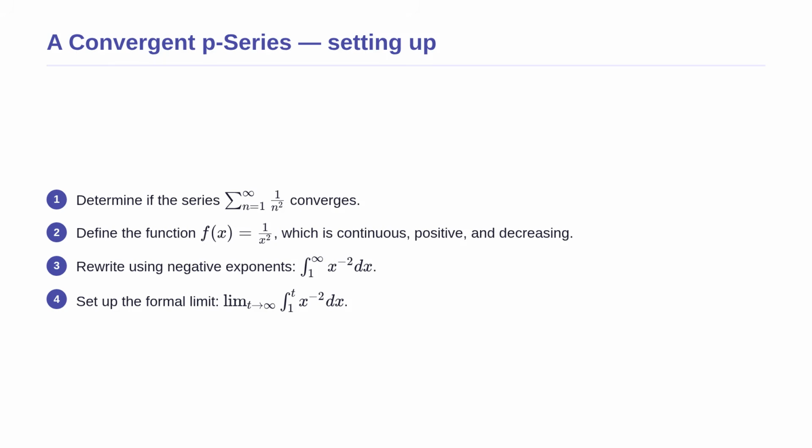Let us look at a second example to see what happens when a series converges. We want to test the sum of 1 over n squared. Our related function is 1 over x squared, which again perfectly meets our three conditions of being continuous, positive, and decreasing. To make integration easier, we rewrite the fraction using a negative exponent, making it x to the power of negative 2. Just like before, we replace the infinite limit with a formal limit as t approaches infinity.